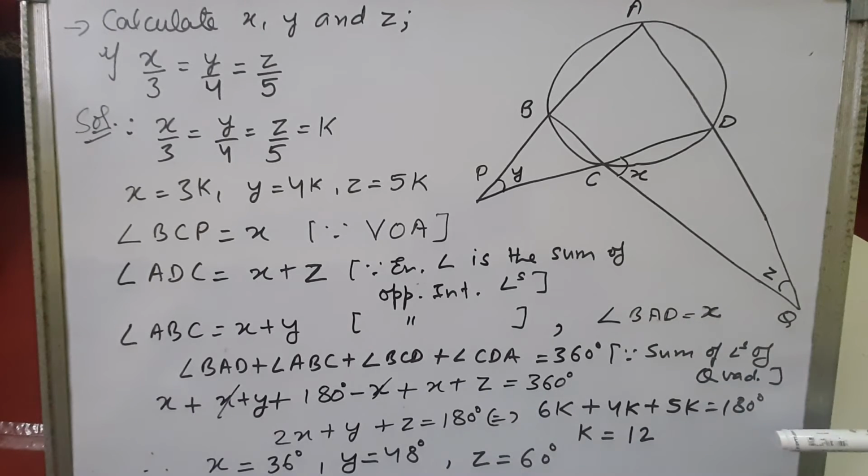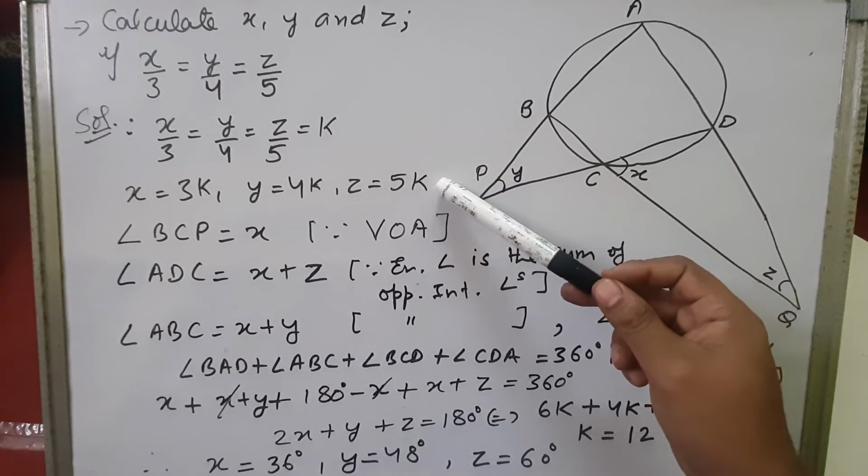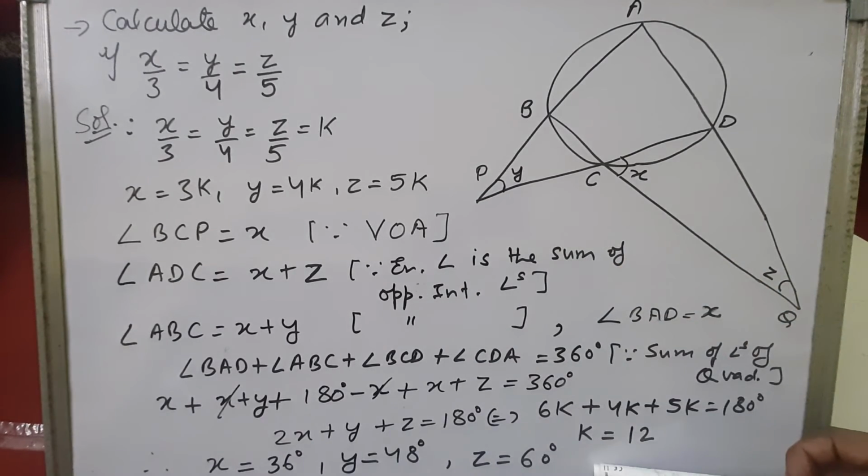On substituting the values of x, y, and z in terms of k, we get 6k plus 4k plus 5k equals 180. 15k equals 180, so the value of k will be 12. Now when we substitute the value of k to find the values of x, y, and z, the value of x we obtain as 36 degrees, y will be 48 degrees, and z equals 60 degrees. Alright children, please note.